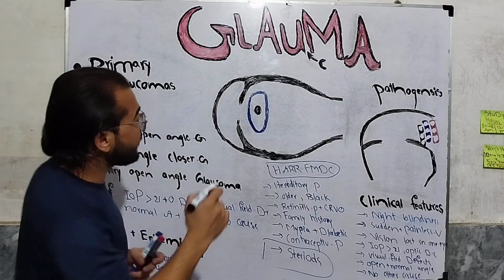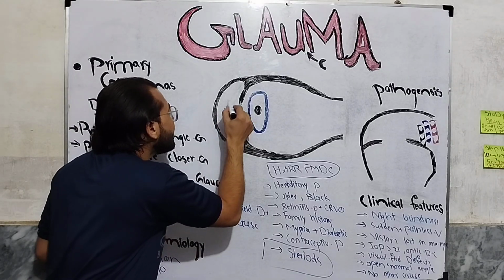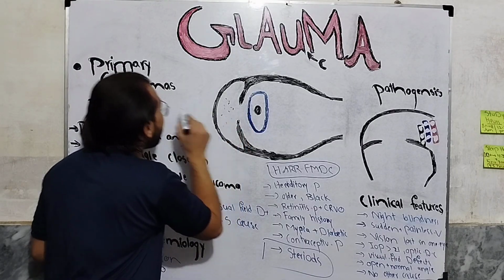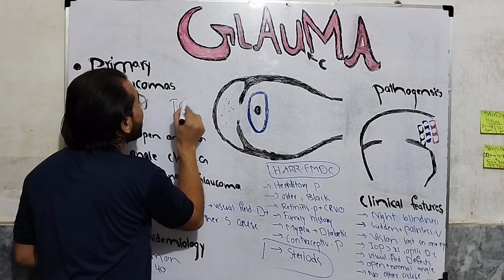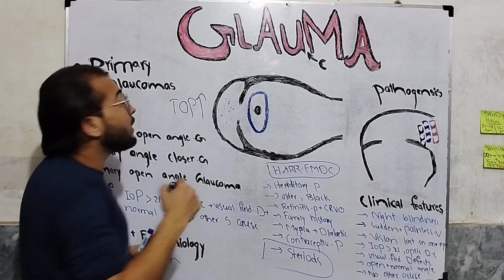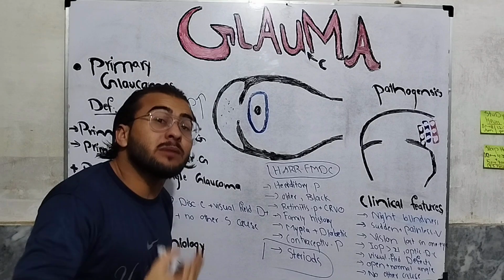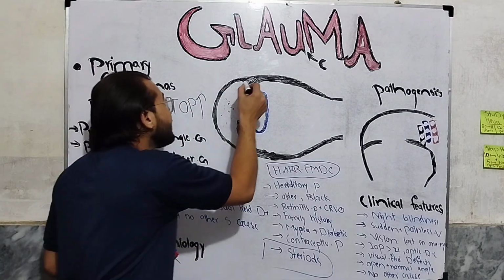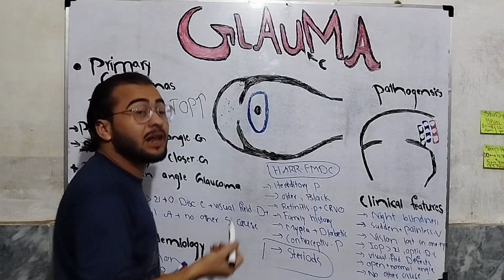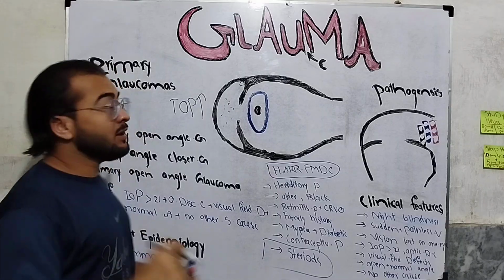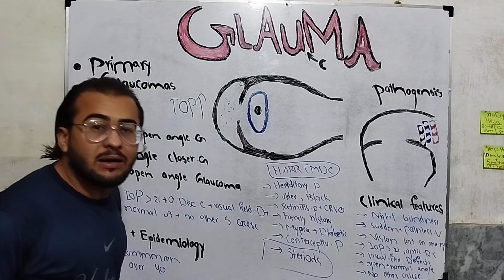Primary glaucoma means that the intraocular pressure, the IOP, is elevated without any secondary cause. The problem is within the trabecular meshwork itself. There is no other secondary cause. This is called primary glaucoma.